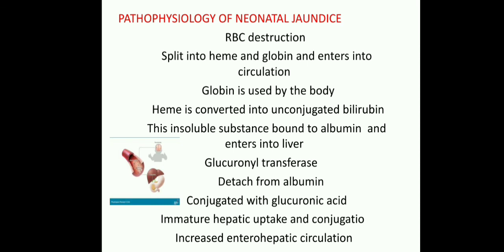The globin is used by the body. That protein part, the albumin part, is used by the body. Heme is converted into unconjugated bilirubin. Here the unconjugated bilirubin will not be converted into the conjugate. This insoluble substance is bound to the albumin and enters the liver.